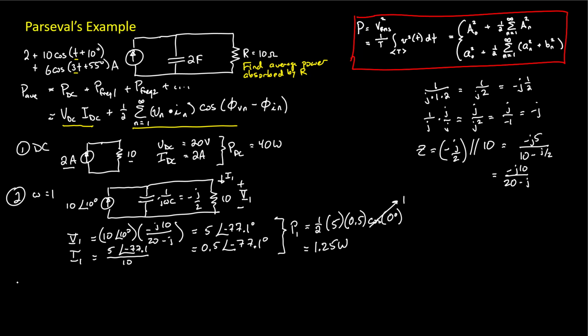Let's do the same thing for the next harmonic. Now the next harmonic, there is no harmonic. The second harmonic is 0, so the next one we're going to do is at 3. And at the third harmonic, we now see that there is a 6 at an angle of 55 component through that current source. And you know that capacitor is no longer going to look like a minus j over 2 impedance element, that the impedance changes with frequency.